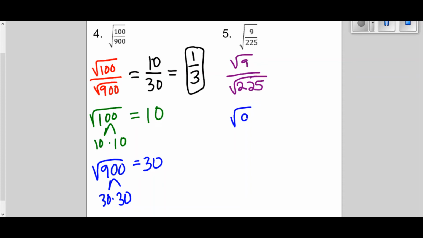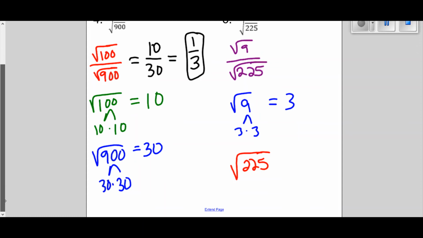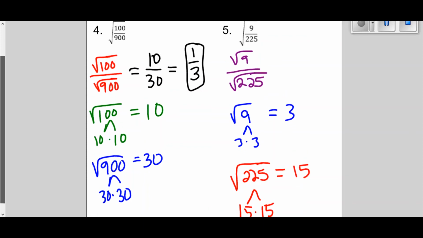The square root of 9, well, remember 9 is 3 times 3. So the square root of 9 is 3, because 3 times 3 gets you 9. And then the square root of 225. Again, this might be one that you're not familiar with, and you can use your calculator. Remember, you're going to type 225 and then hit the square root key. And when you do that, you would get 15 times 15. So the square root of 225 is 15, because when I multiply 15 by itself, I get 225.